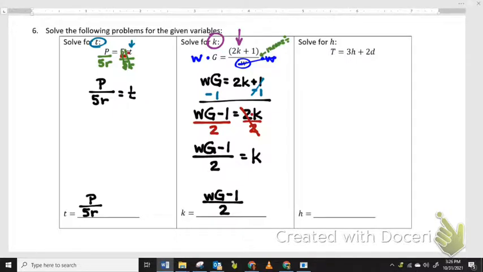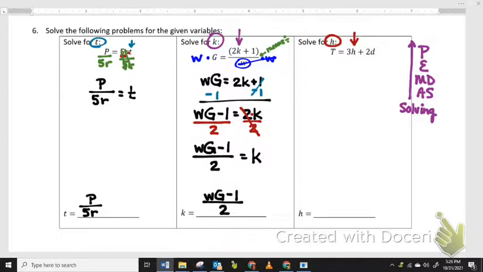Last part of number 6. It is solved for t currently. I would like to solve for h. I want to get the h all alone. So here's h. I've definitely got to remember my order of operations here so that I make sure I do things in the right order. When we are solving for a variable, we go backwards through the order of operations whenever we're trying to isolate a variable or get it alone.